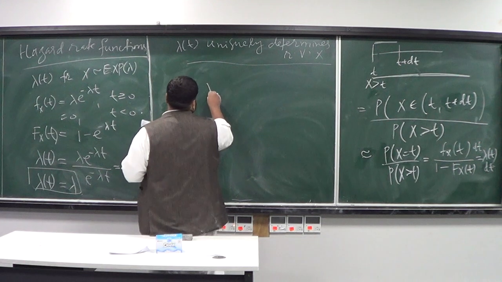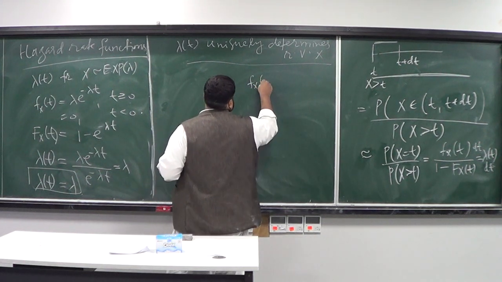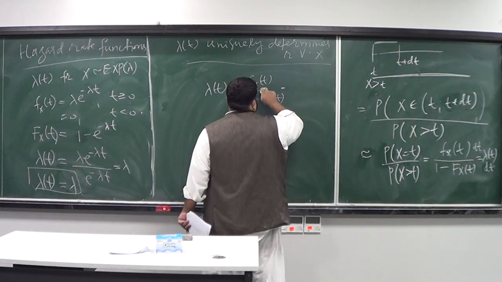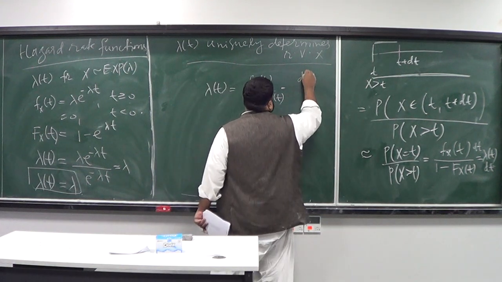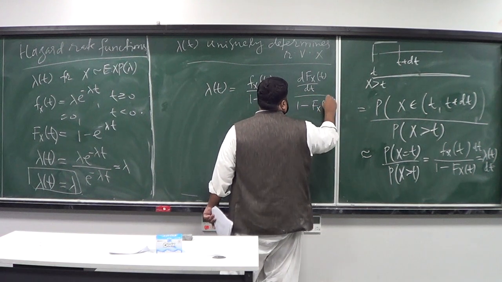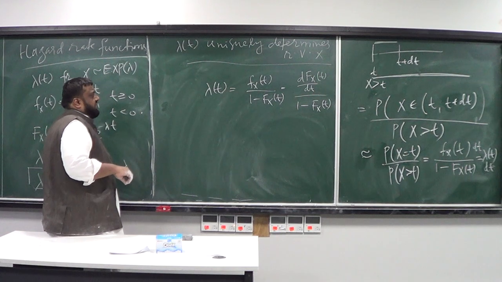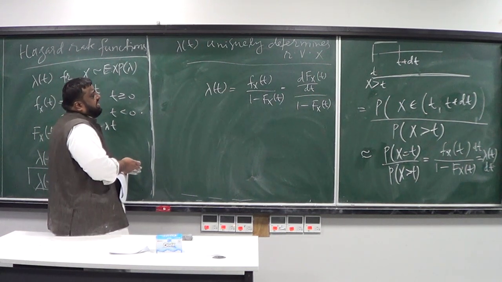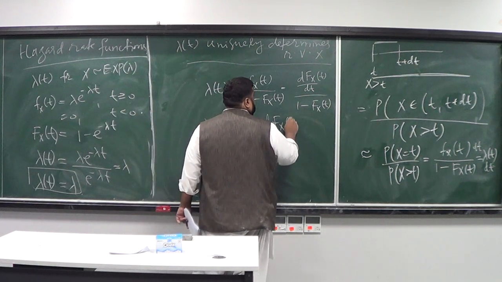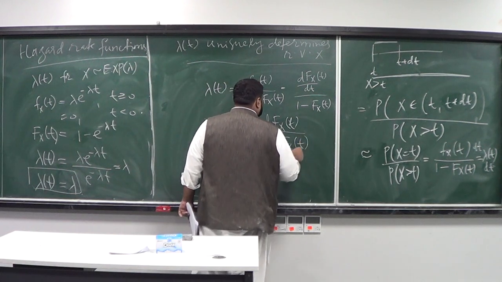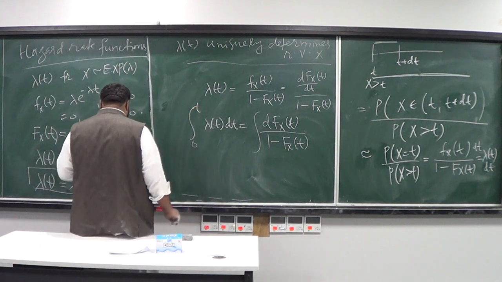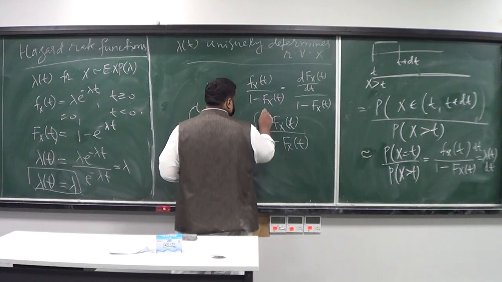In order to do so, let's start with the definition, that is fx of t by 1 minus fx of t, but this is going to be fx small, pdf और cdf में क्या relation होता है, we know that the pdf is the derivative of the cdf. And then what you can do is solve this differential equation. So you take lambda dt and you have dFx of t divided by 1 minus Fx of t, and now integrate this on both sides, say between 0 to t.